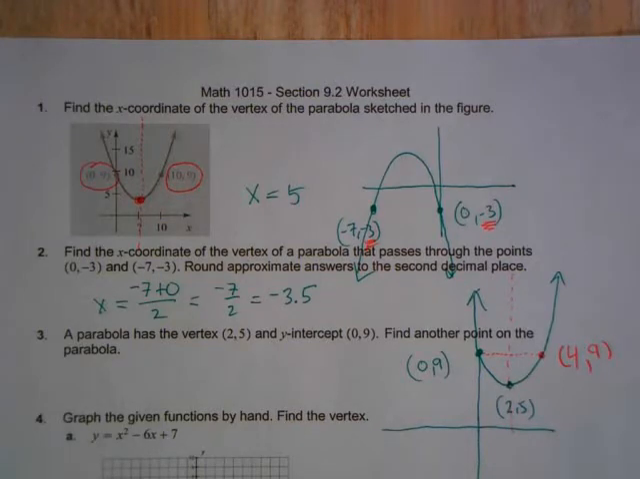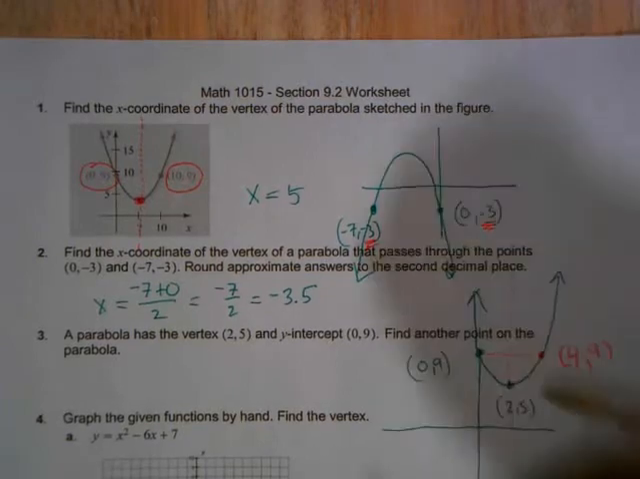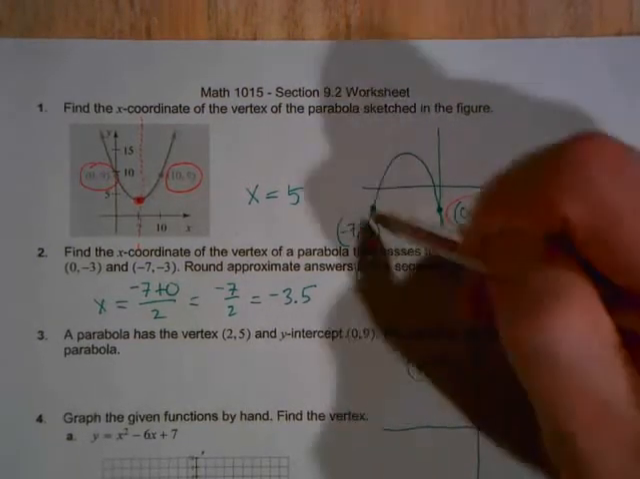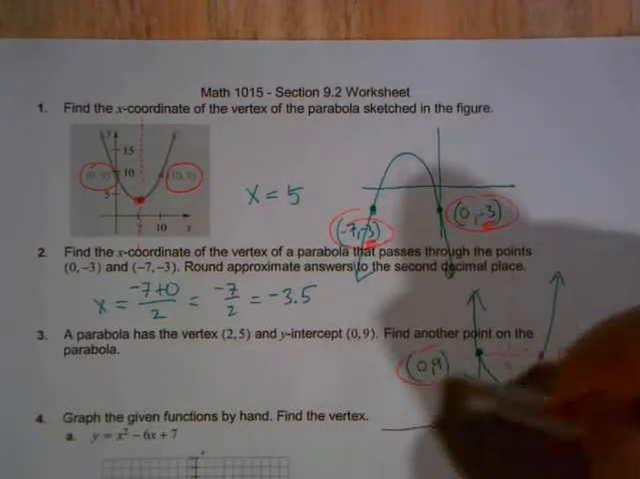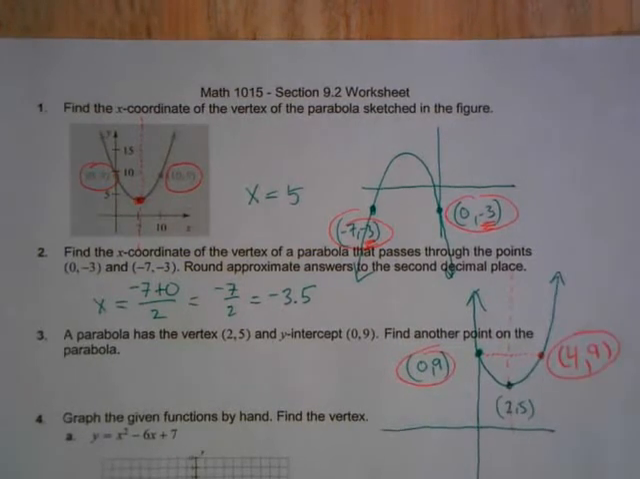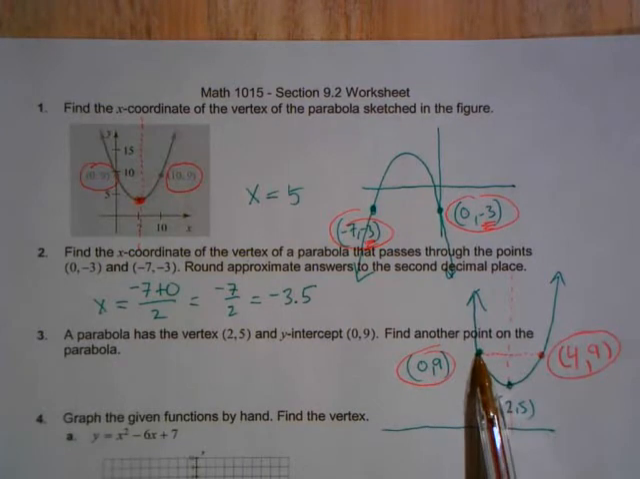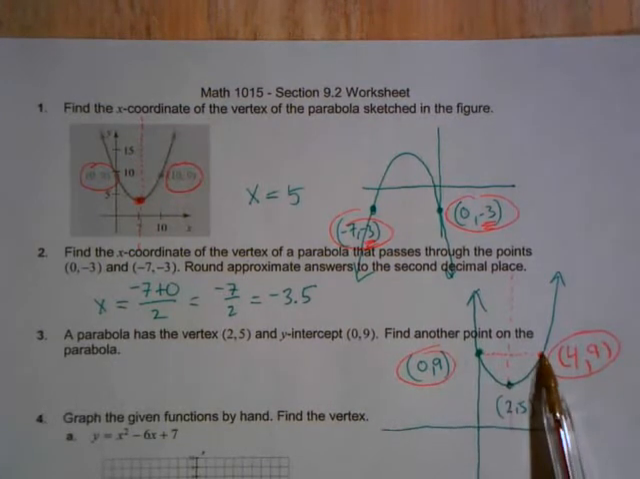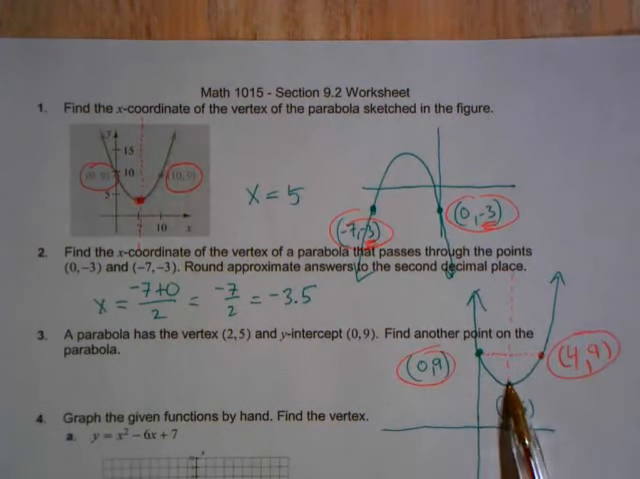So you might notice a pattern here. The pattern you might notice is on these parabolas, we're always dealing with 2 points. We're starting off with 2 points here. One of these points is always the y-intercept. And then we find this other point, and then our vertex is going to be halfway in between. Okay, so that's going to be huge for number 4 here.